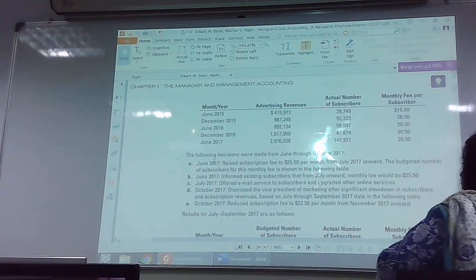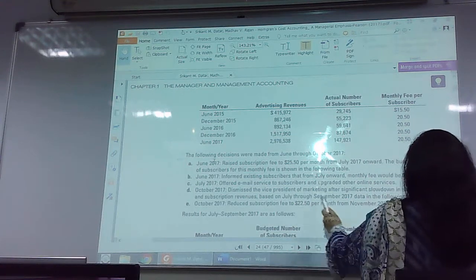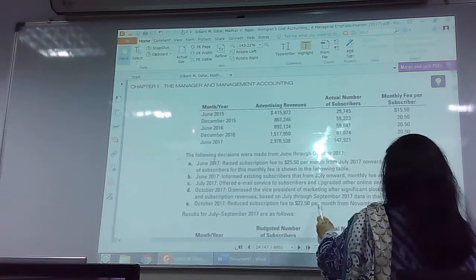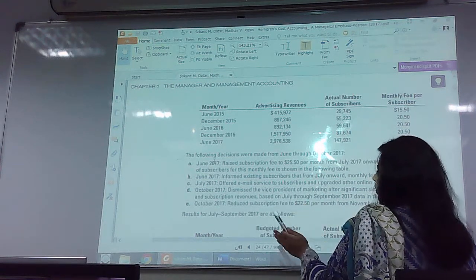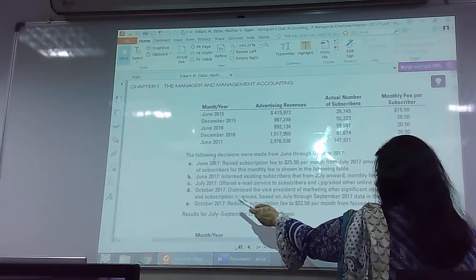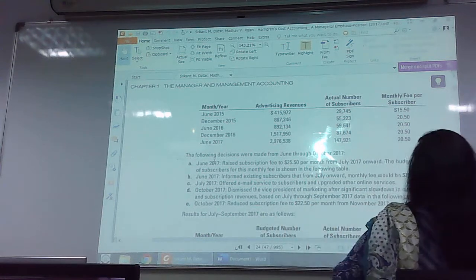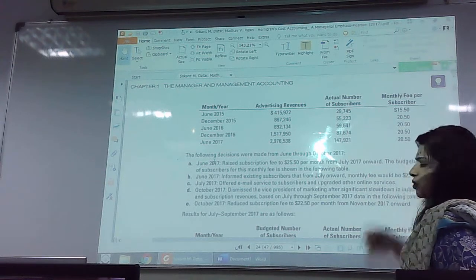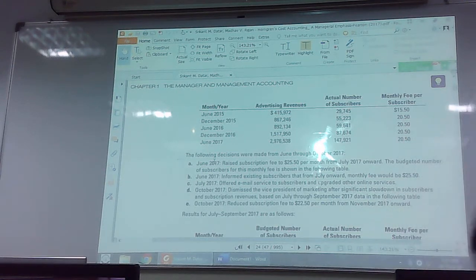So now you have data from July to September which helped them to decide whether they wanted to keep the person or not. Then in October, they reduced the fee to 22.5. Perhaps they had further increased it to 23, and then they reduced it to 22.5. Let's just look at the table down.